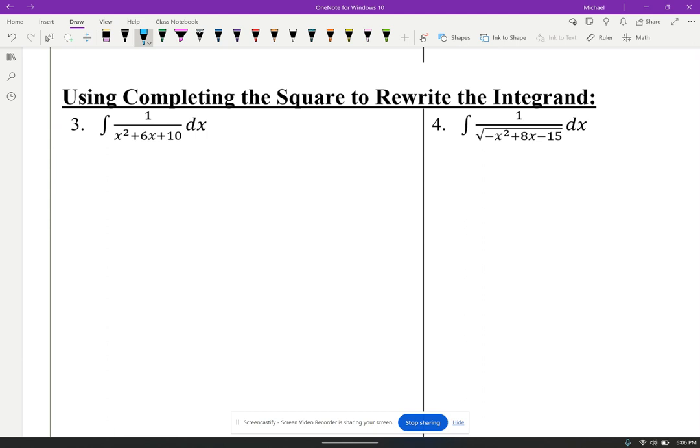As a matter of fact, 3 and 4 are a bottom heavy situation, meaning that the degree of the denominator is bigger than the one on top. The degree of the bottom is bigger than the one on top. So how do we get around here? And so here, we're going to rely on something from Algebra 2 called completing the square.